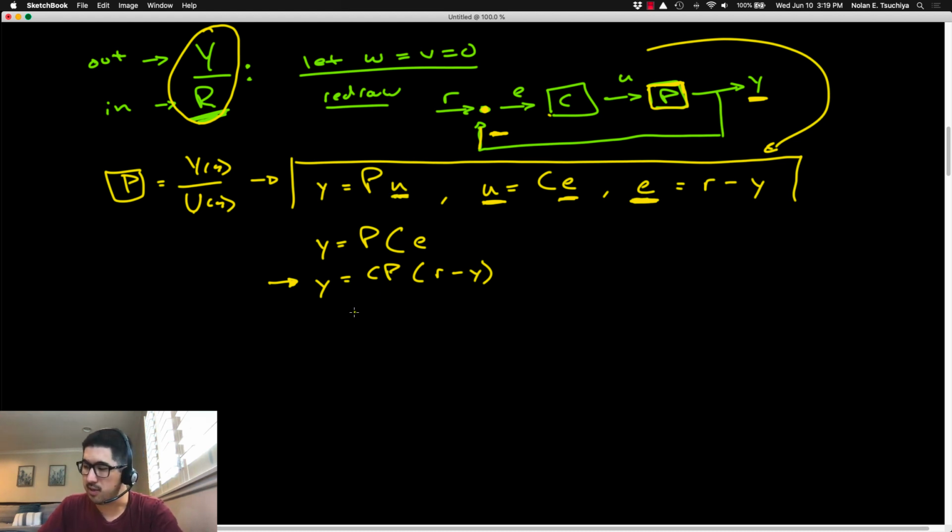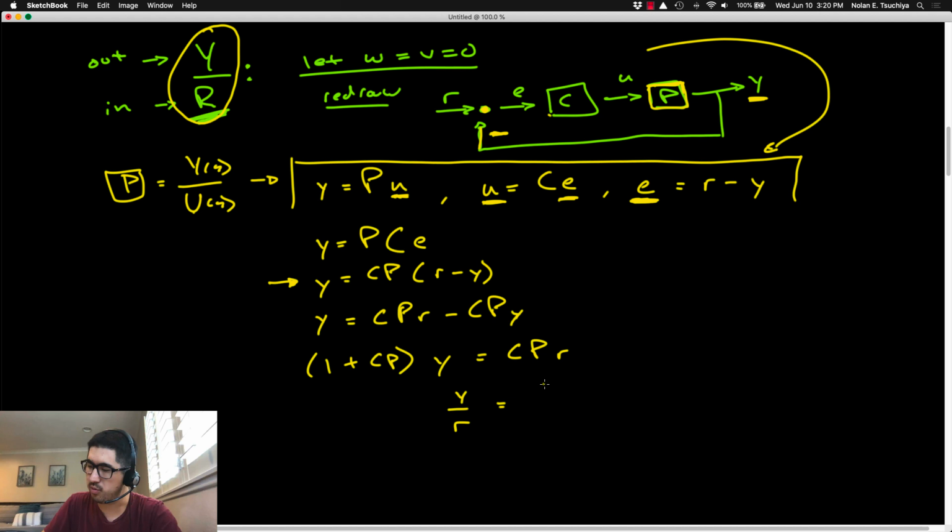And in this case, it's a simple matter of now solving for the ratio of Y over R. Okay, so now I've got Cp times R minus Cp times Y. If I distribute the Cp through into the right side of the equation, if I move Cp Y to the other side, I get 1 plus Cp, and I could factor out my Y, and I'm left with Cp times R. Okay, all I'm going to do now is solve for the ratio of Y over R, and I can do that by dividing both sides of the equation by 1 plus Cp. And so that's where the Cp over 1 plus Cp comes from.